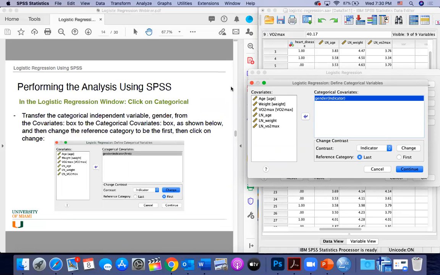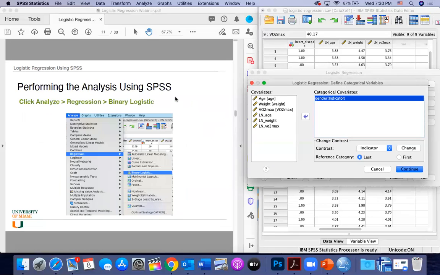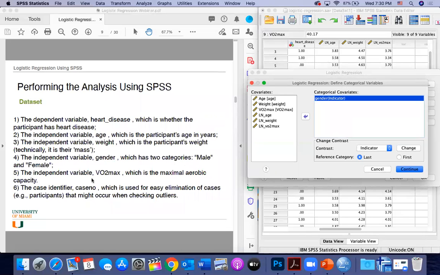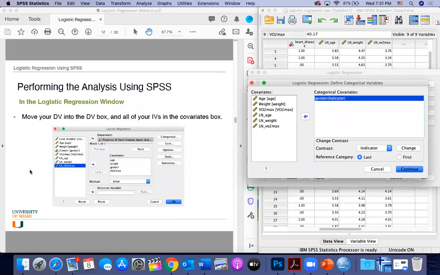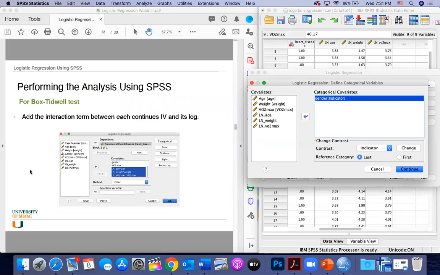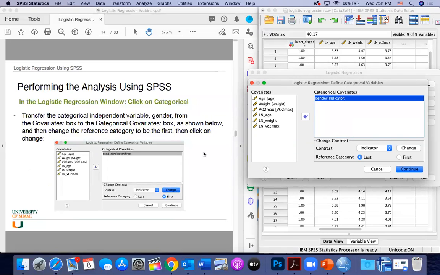And if we go back to the data set, you can see that gender is either male or female. I forget which one was 1 and which one was 0 or 2. So let's say I want the first category, the first value, to be the reference. So you want to click on first. And by the way, by default, the reference category is always the last one. So I want to modify it and change it to the first.